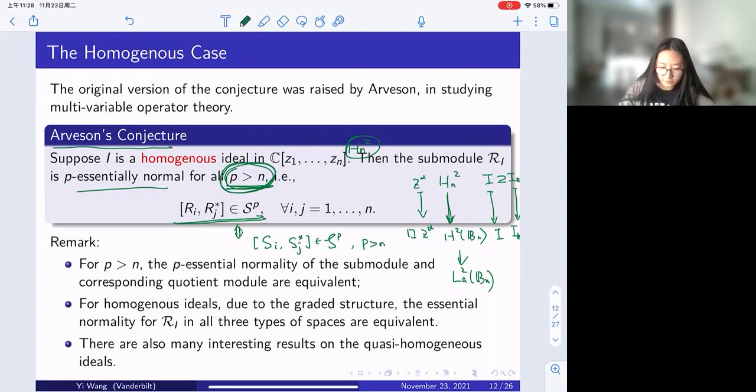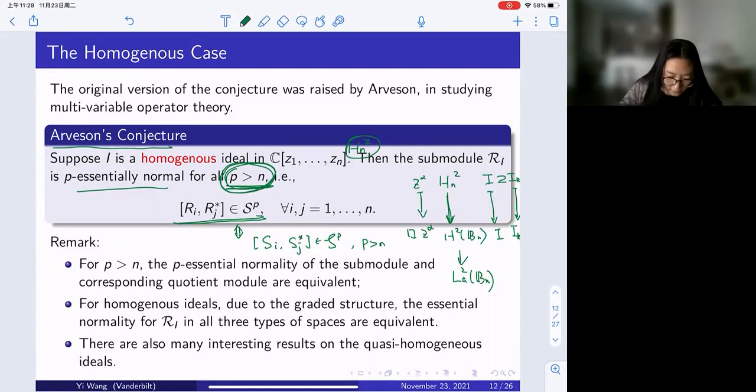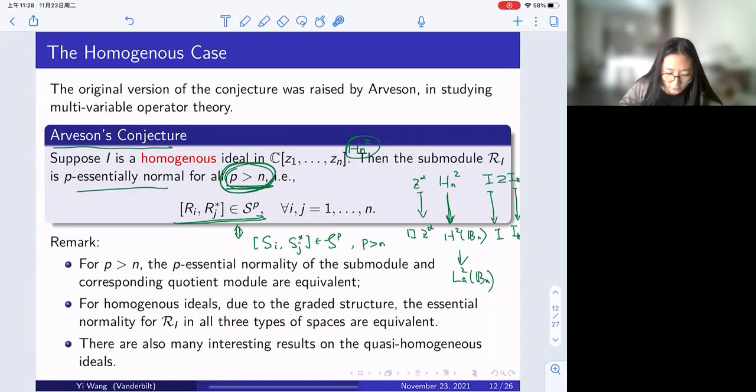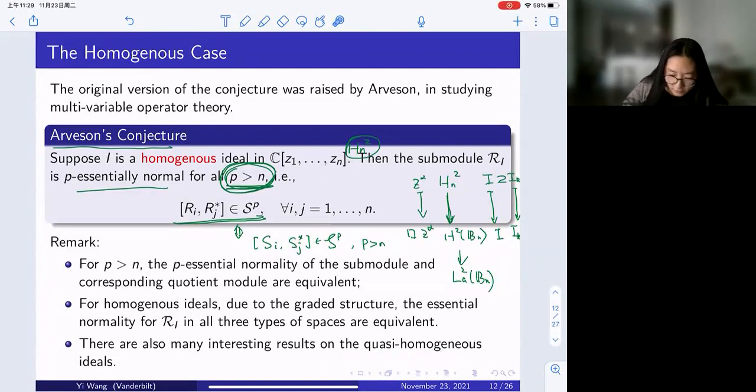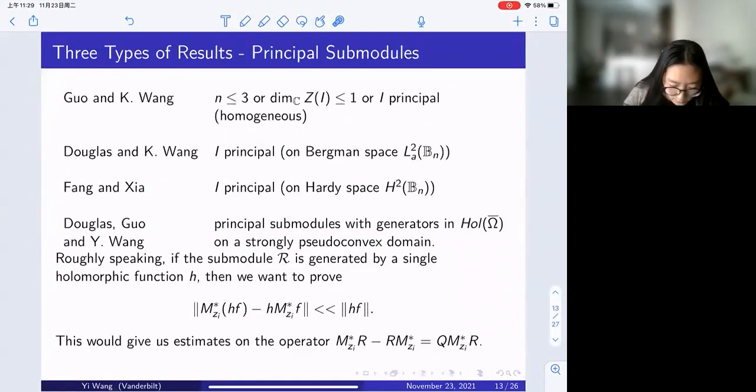So with this gradient structure, you can prove that for homogeneous ideals and for P greater than N, it doesn't matter which spaces you are working on, they are all equivalent. So that brings about some convenience. We can take advantage of the analytic structure and get some results on the dual Arveson space. And also I should mention that there are many important results on the so-called quasi-homogeneous ideals, which is when you consider the weighted version of the degree.